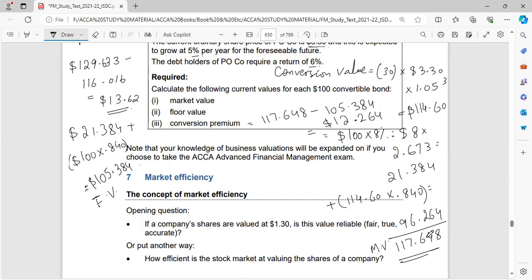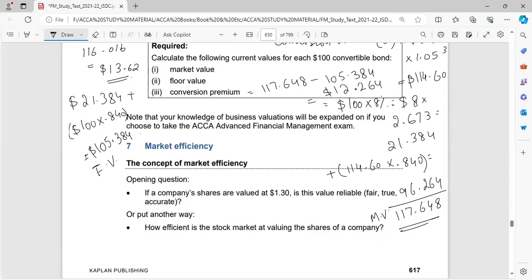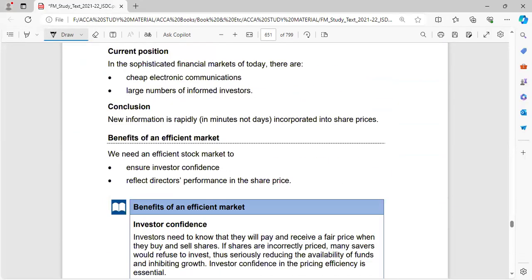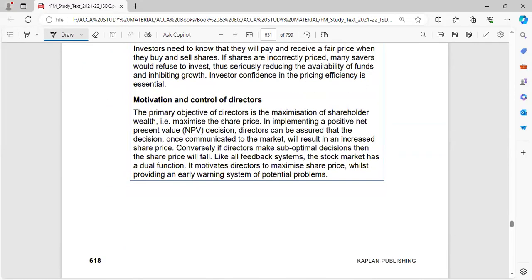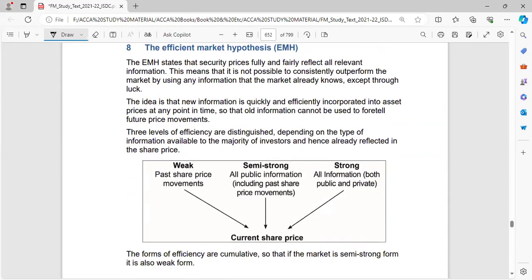So this is the value of convertibles. Next one is market efficiency. What is the concept of market efficiency or efficient market hypothesis? Efficient market hypothesis basically says whenever there is news in the stock market, it will affect the share prices. Now it says that there are three different types of efficient market hypothesis.